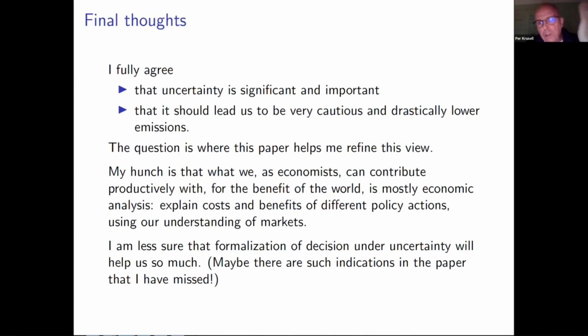Final thoughts: I fully agree, as reflected in my own work, that this uncertainty is super important, should lead us to be very cautious, and should drastically lower emissions. My worry a little bit is that we as economists can contribute productively in this area more with economic analysis, explaining costs and benefits of different policy actions, figuring out how to do things in a smart way, using our understanding of markets, because that's what we are good at. I'm less sure that formalization of uncertainty is the way forward, but that's maybe more on the policy side. I fully agree that it makes sense to think about it the way the authors do. But I'm worried that people won't listen to us because we came up with this great way of thinking about uncertainty. Rather, if we can explain how we should use markets to move forward, then they might listen or not. But okay, thanks.